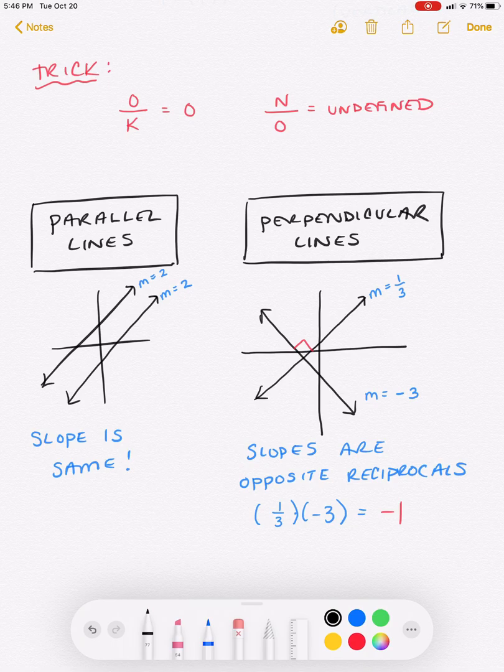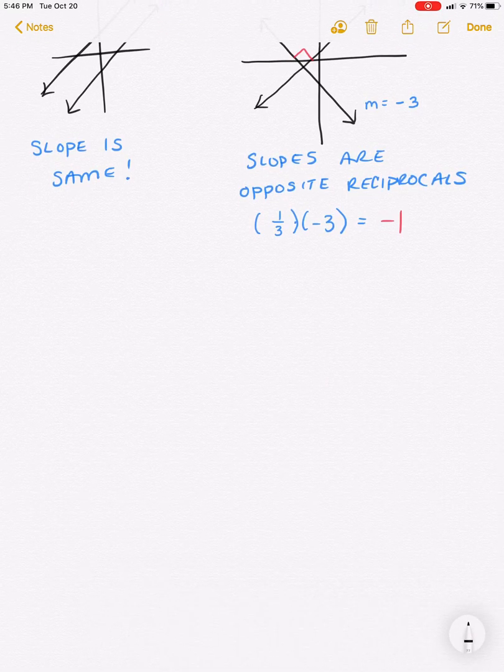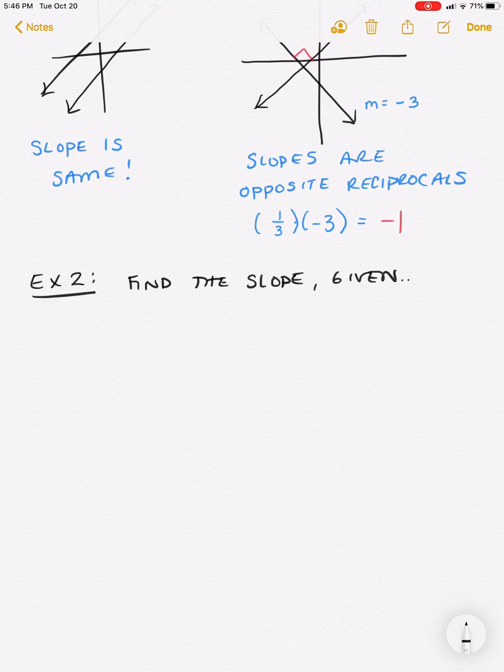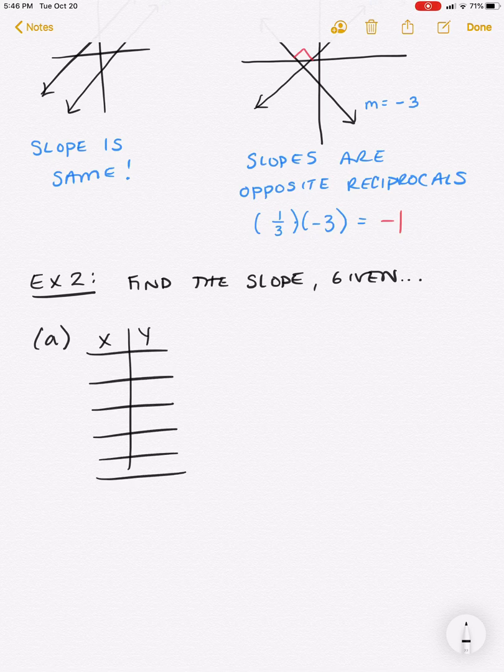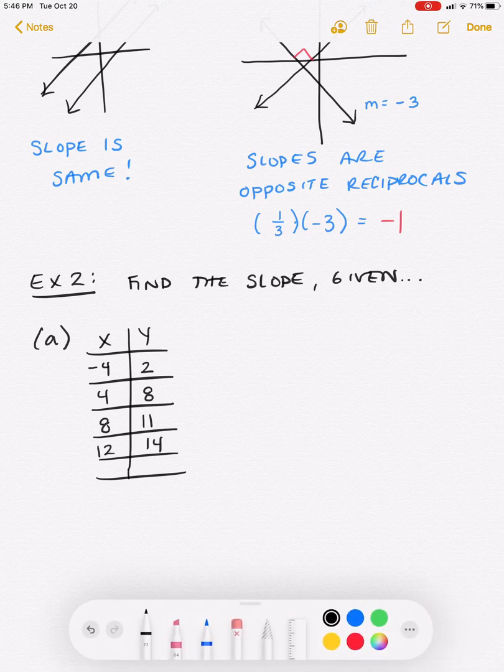So the last part that we're going to do, okay, is I'll give you a couple different scenarios and you figure out the slope of the line. So find the slope given. All right, so for part A, if you need to, like I said, I'm going to jot down a table pretty quickly here. I want you to pause the video if needed so you can copy everything down. So I've got these points: (-4, 2), (4, 8), (8, 11), (12, 14), and I accidentally made it a little bit too long, so let's just go ahead and do this.